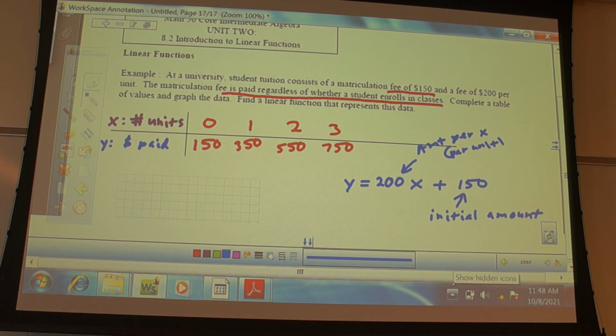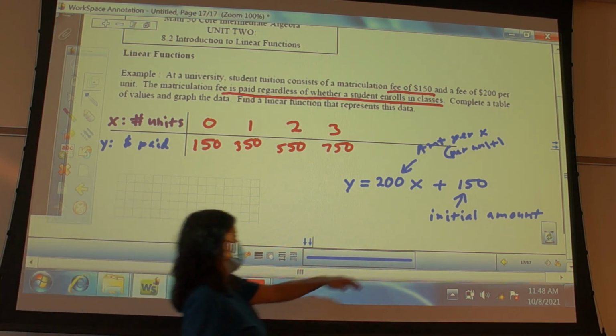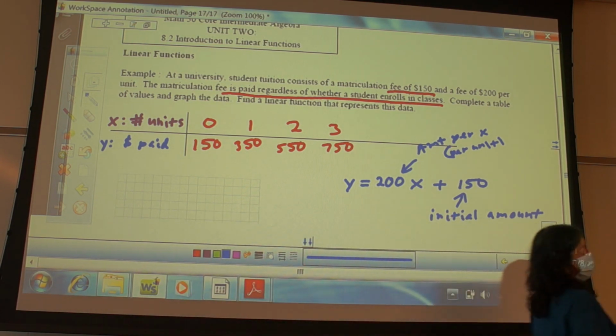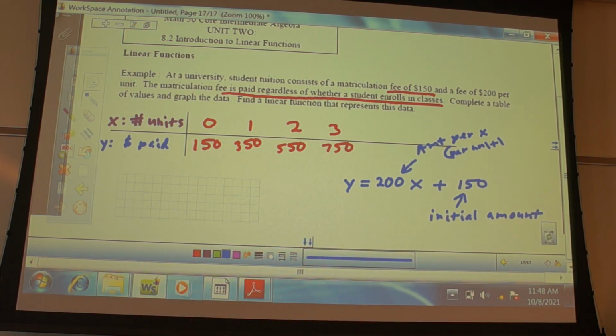Kind of what you start with, right? No matter what, if you're a student, you're going to start paying 150. That's your starting point. And what that goes for is student fees and health.